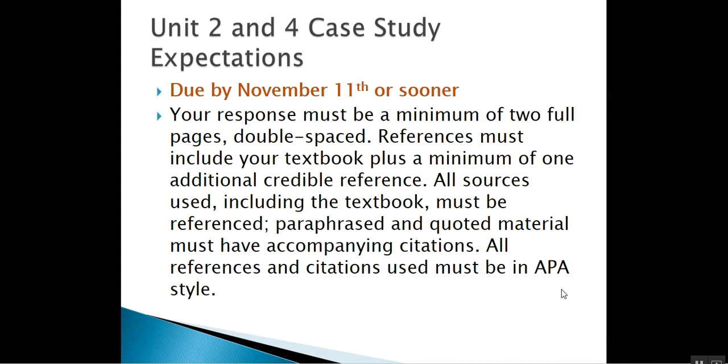I also expect you to include references. Your references can include your textbook, but I also want to see at least one other credible reference. So at least 2 sources listed according to APA. I expect you to take information from your sources to support your argument. Please, as I said earlier, paraphrase from your sources so the information is in your own writing.